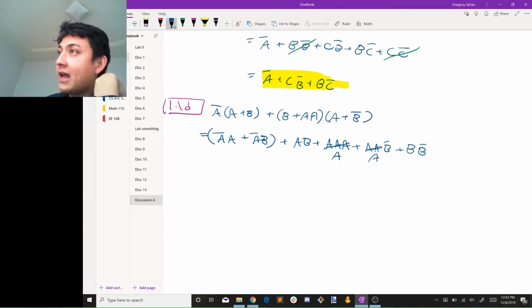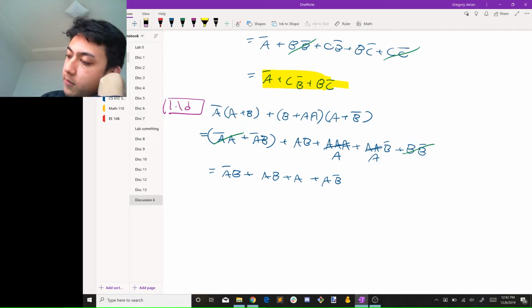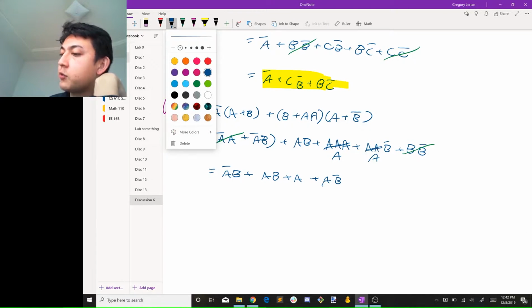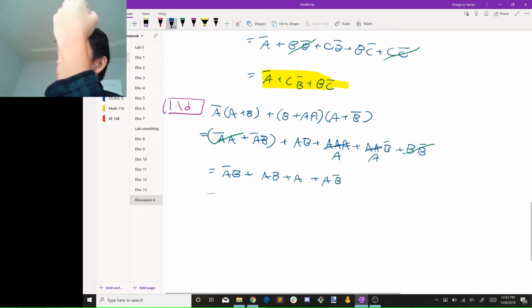And we know that not A and A is actually 0, right? So this goes away. So what we're left with here is not A and B, right? Or A and B, right? Or A and not B, right? Or B and not B. And B and not B, once again, is 0, right? So that's gone. Okay. So now you'll notice we can once again factor out an A, right? That's what we were doing before, and we can just do it again.